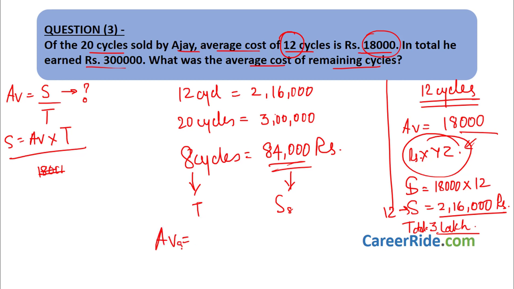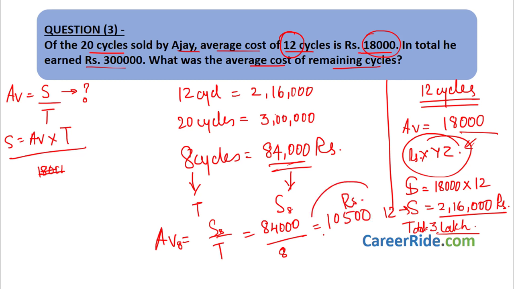That is, the average for the 8 cycles is the sum of 8 cycles upon total, that is 84,000 upon number of cycles 8, that is nothing but 10,500 rupees. 10,500 is the average cost of the remaining cycles.